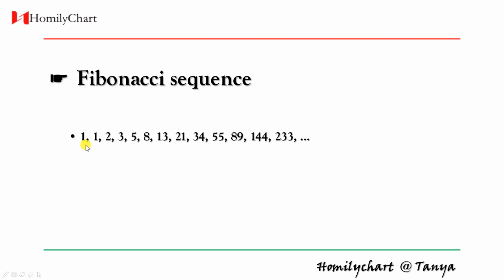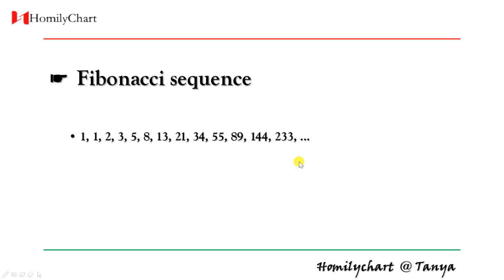We use 1 plus 1, then we get 2. Then we use 1 plus 2, we get 3. We use 2 plus 3, we get 5. We use 3 plus 5, we get 8. Like that. Then we get a Fibonacci sequence.